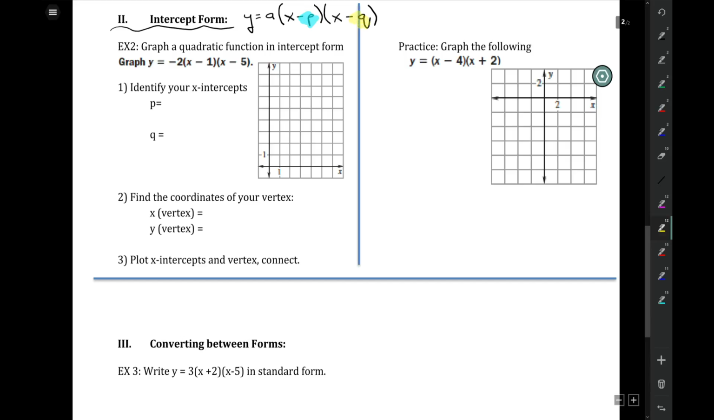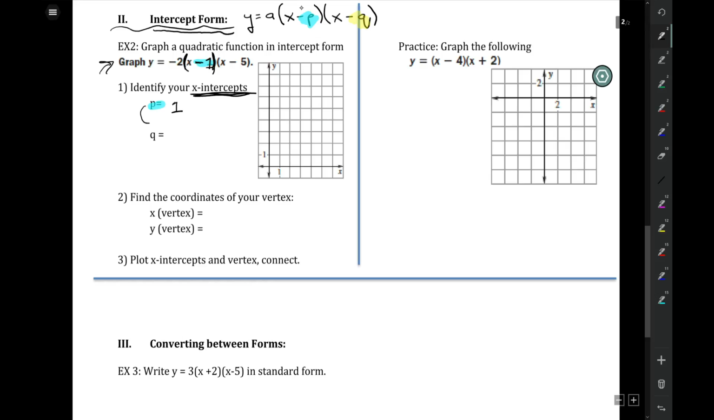Now, lastly, we had vertex form, which told us the vertex. This is intercept form, which is going to tell us the x-intercepts. So what we're going to be doing is we'll be given the graph in intercept form, and you're going to find your P's and your Q's. Our P follows a similar rule: if it's in parentheses, it's actually opposite to what you think. So despite saying -1, your P is just 1.